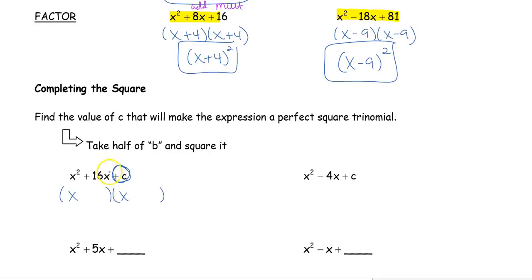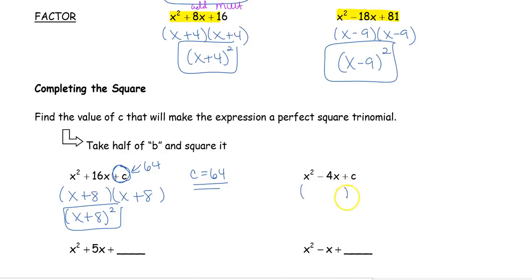So I'm thinking about what number I am going to add so that I get 16 and 16? Or that when I add together, I get 16. The number that I know I'm going to add together to get 16 is 8 and 8, which means that my c value has to be 64. And again, that would be x plus 8 quantity squared. But what we're looking for here is that c value. That's the value I'm looking for to complete that perfect square.